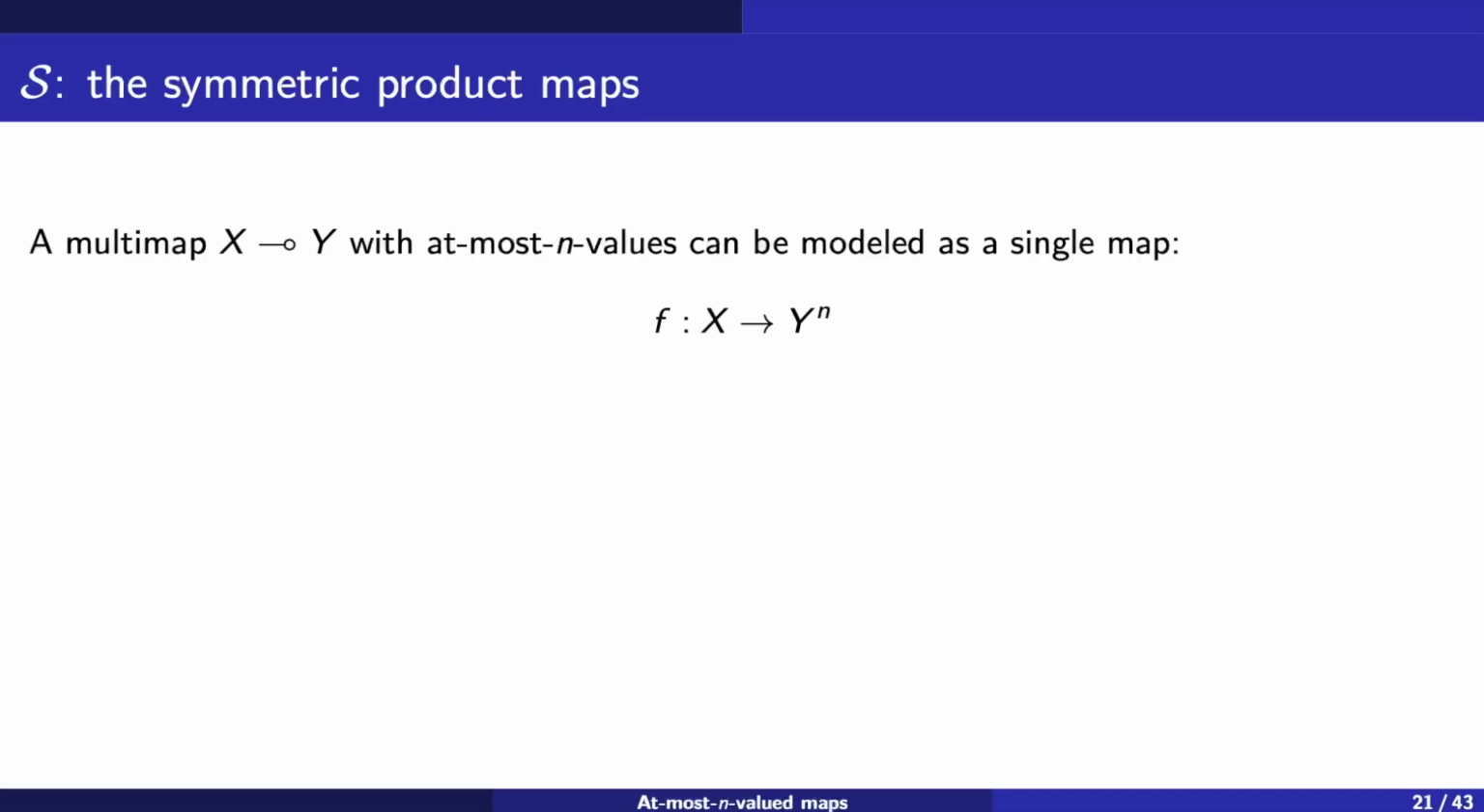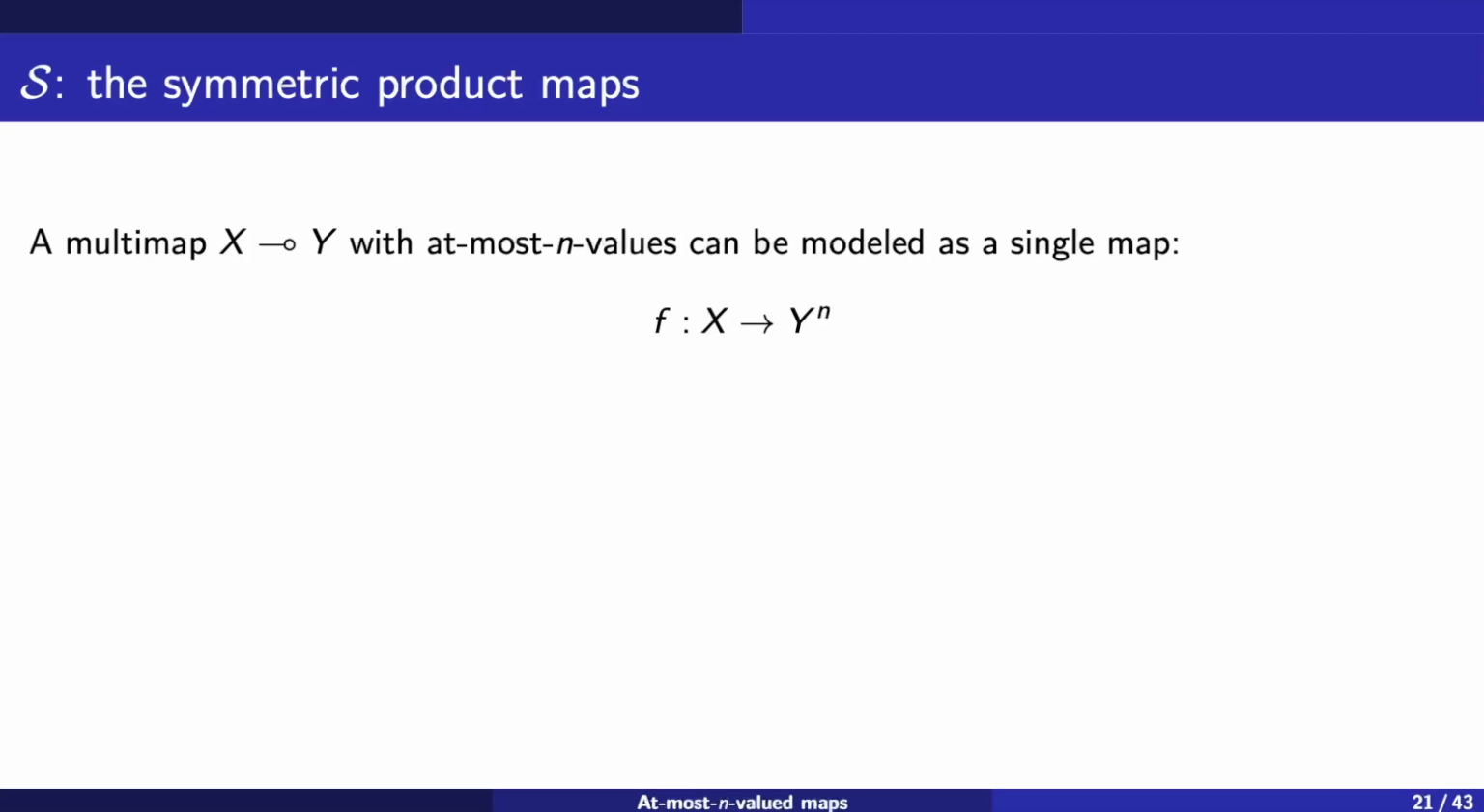These are called the symmetric product maps. So if I do have a multivalued function with at most n values, you can think of this as just a single map x into y to the n. Y to the n means the product of y with itself n times. That is tuples. You know, if n was 2, this would be pairs of points.